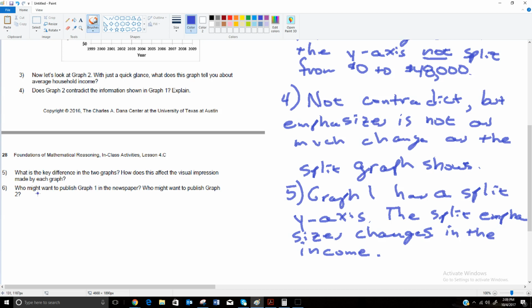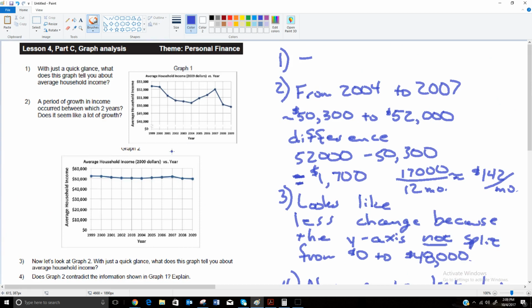So now they get into some philosophical questions. Who might want to publish graph 1 in the newspaper? Who might want to publish graph 2? Well, as we talked about with the advertising, if you're talking about graph 1, which emphasizes that there was a lot of change in income over this period, and that the income mostly dropped and ended up lower than it was when it started, somebody who was going to publish the graph this way would probably be trying to emphasize or convince people that there was a problem, that the average household income has dropped, that it's decreased more than it's increased.